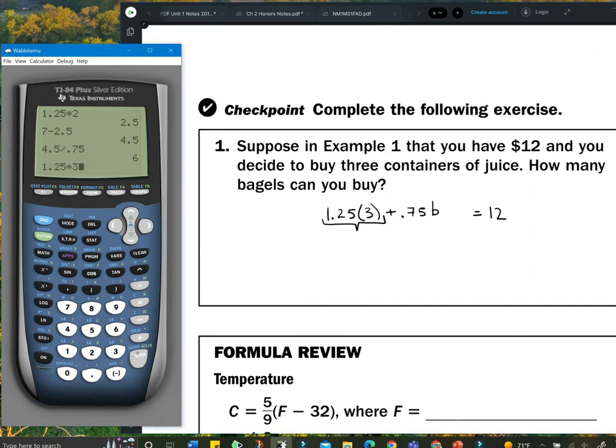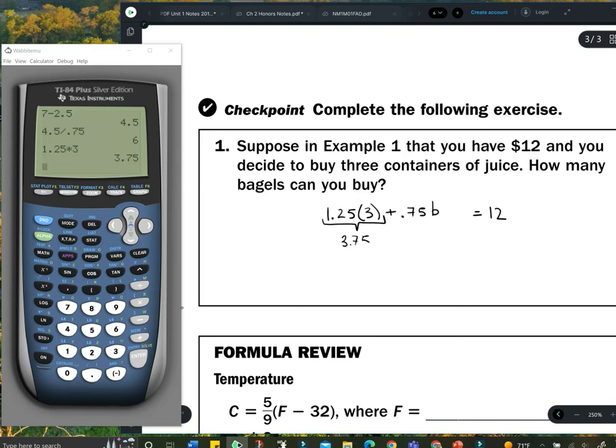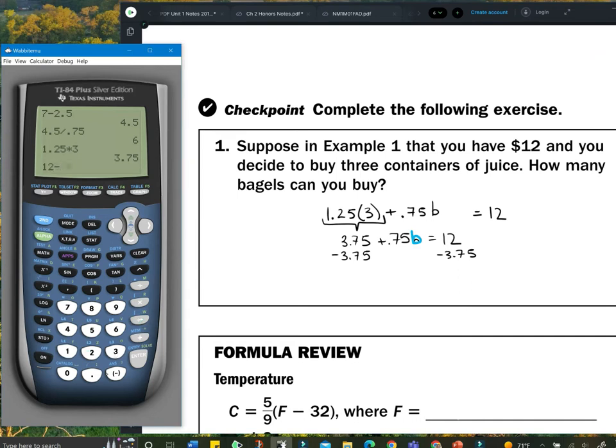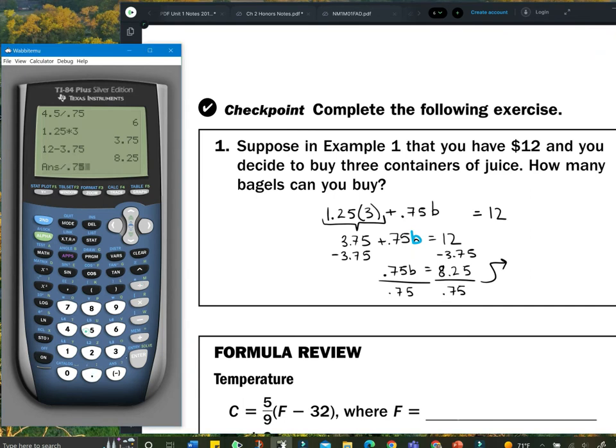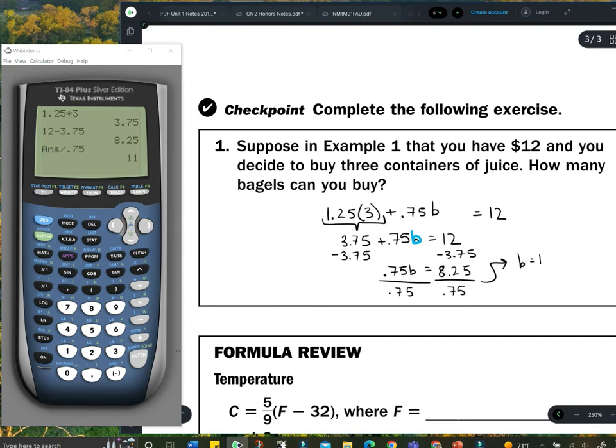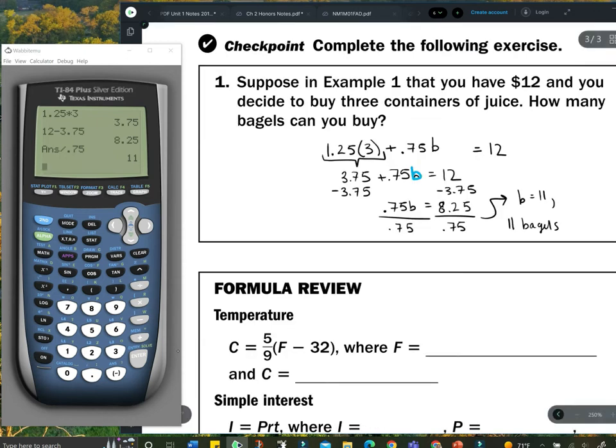So this again is a little bit of a solving sneak peek. If you take 1.25 times 3, we get 3.75. Then to solve, to get B by itself, first we're going to subtract that 3.75. So 12 minus 3.75, which is 8.25. And then divide by 0.75. So this is a little way to do it for these types of problems. Divided by 0.75, B is equal to 11, or 11 bagels can be bought.